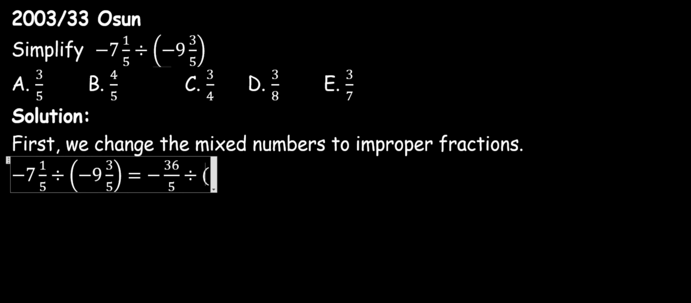Solution. First, we change the mixed numbers to improper fractions. Our given problem will now be equal to minus 36 over 5 divided by bracket open minus 48 over 5. How did we get that? In the first mixed number, you use 5 to multiply 7, and that is plus 1. That's what gave you 36. In the second mixed number, 5 times 9 plus 3, that's what gave us 48.